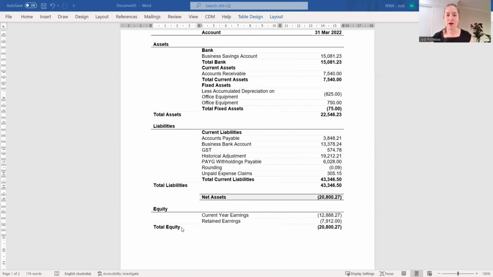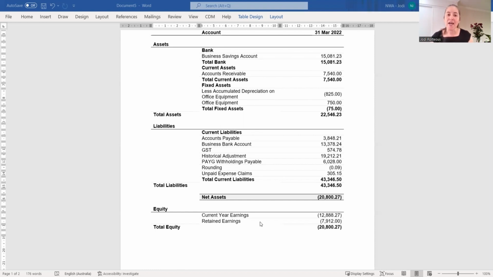You can also describe your equity as how the business has performed over the life of the business. So every single time you run a whole year or a financial year, the profit then zeroes out at the end of the year and goes into this retained earnings or current year earnings figure. So equity is made up of all of the profits and all of the losses that your business has made over the life of itself.